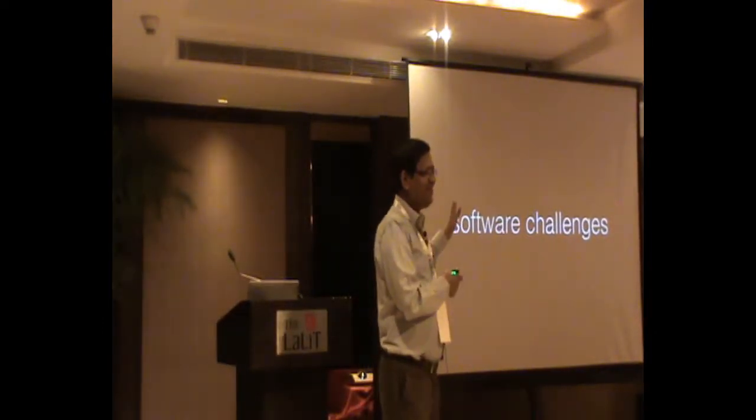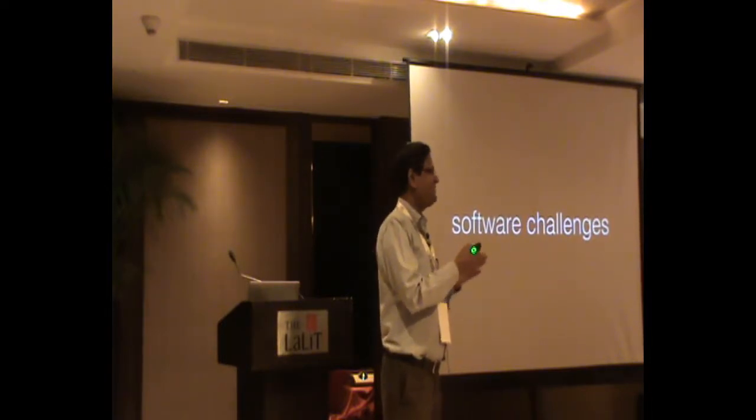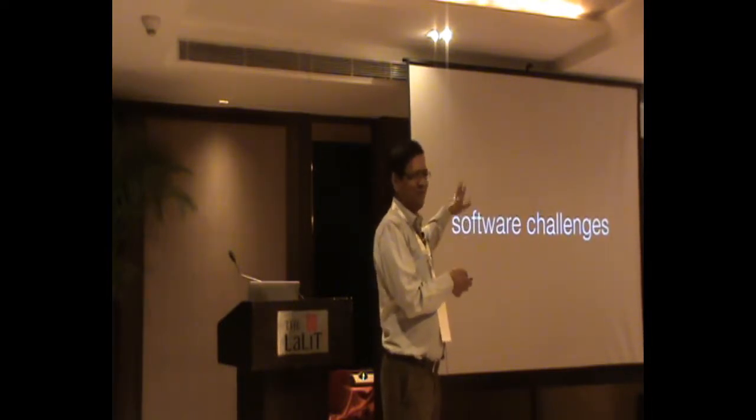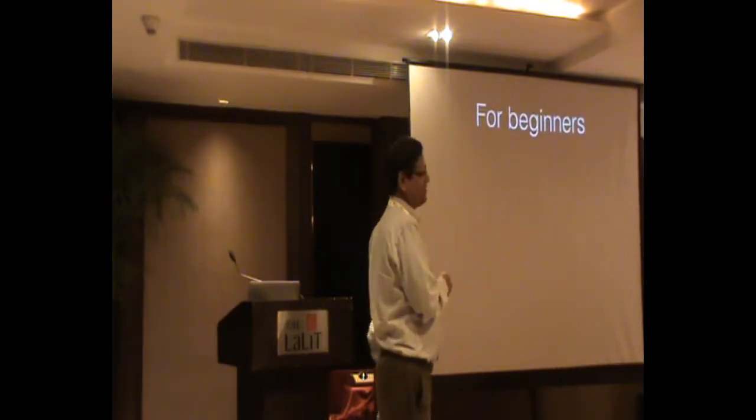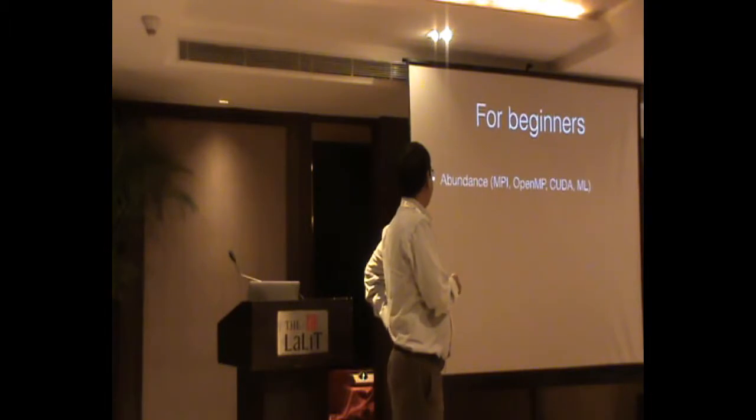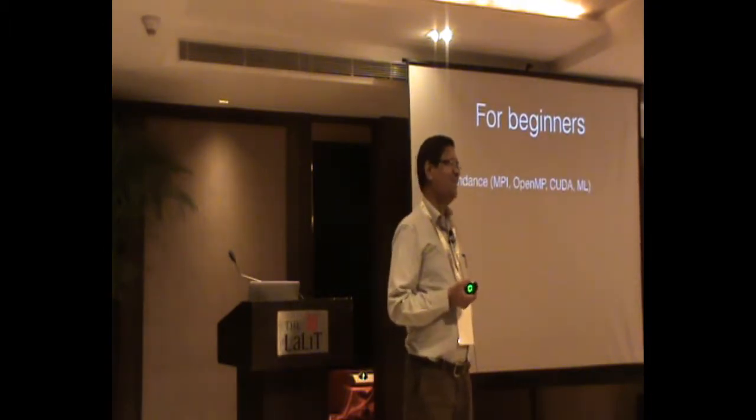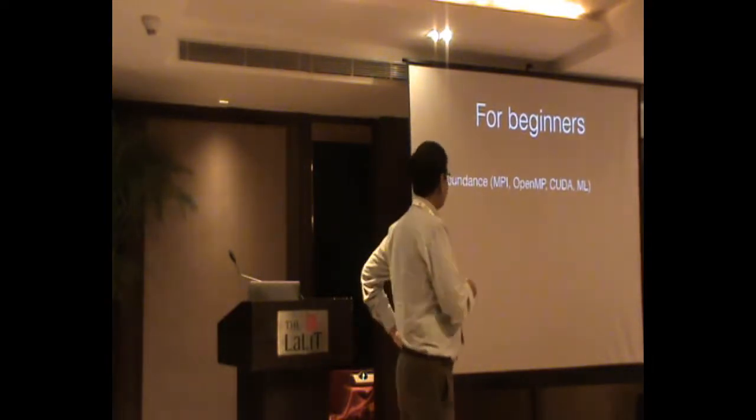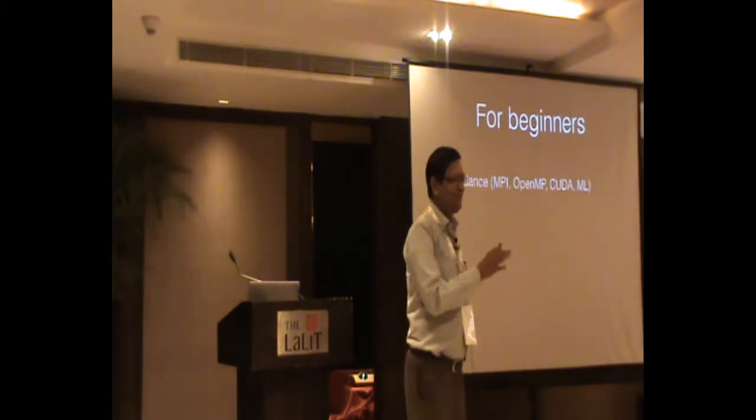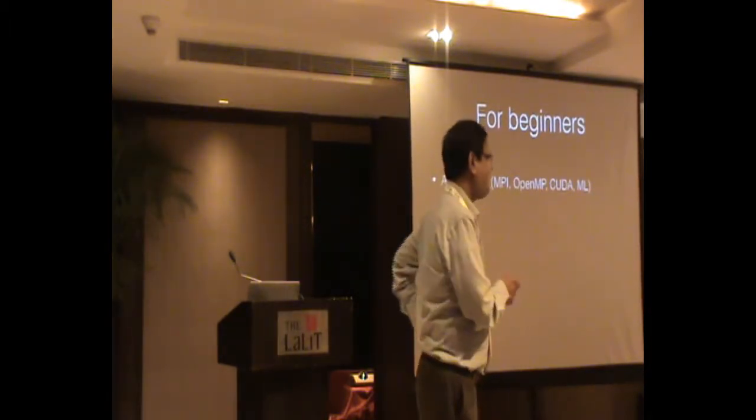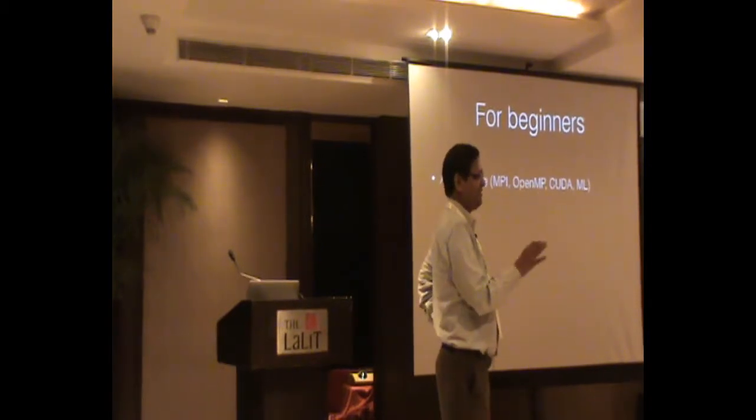So software challenges. These are hardware challenges, but as an application scientist we face this kind of thing. I'm just going to state some problems which we face in our institute, and I think it's generic. So for beginners, one problem is abundance. If you have just too many things, then we don't know what to choose. And also the level of complexity, like MPI, OpenMP, CUDA, ML, and the students say, well, it's too many things, I don't want to learn. So we find that real programmers who can use at least one of them are rare in our institute.